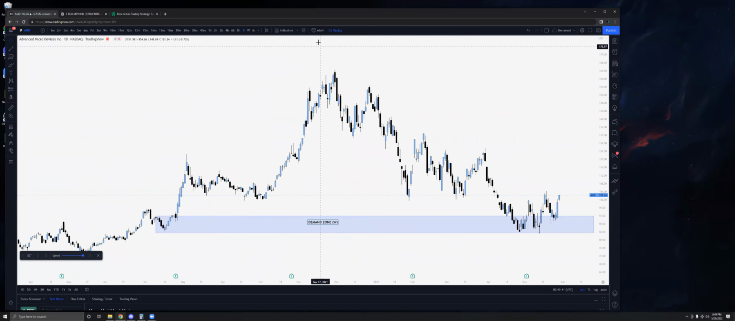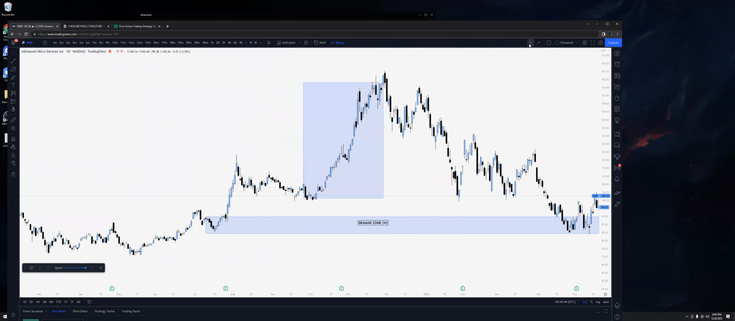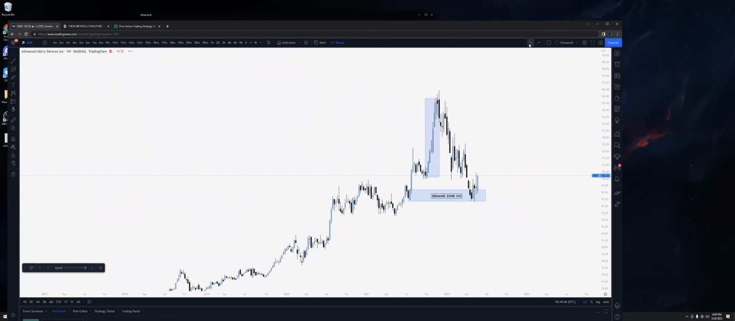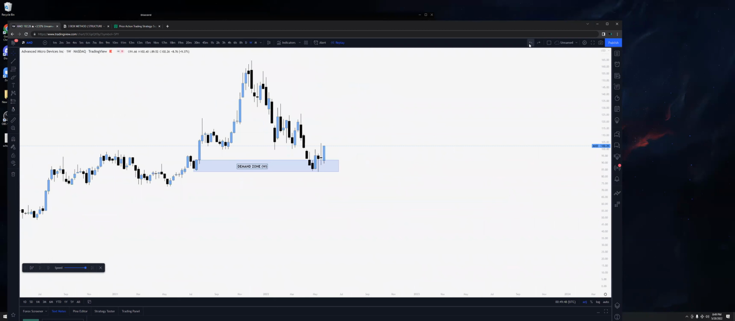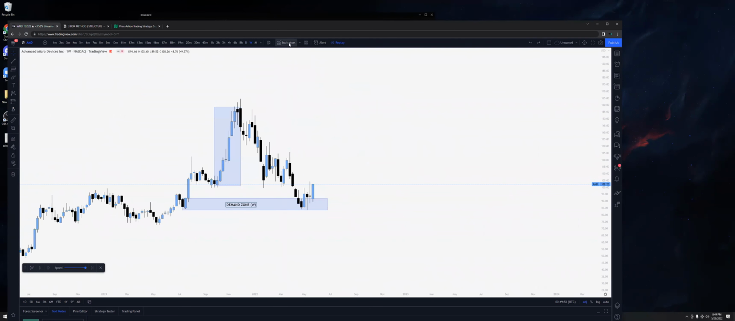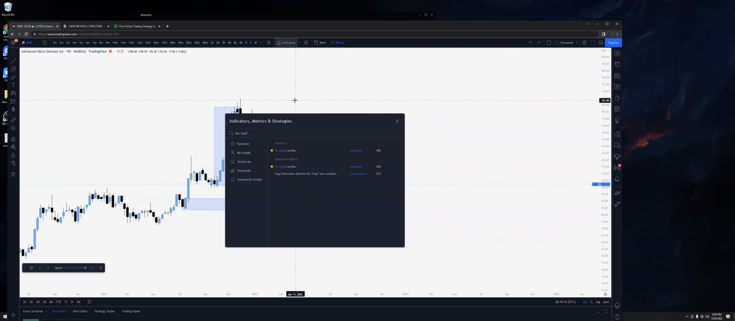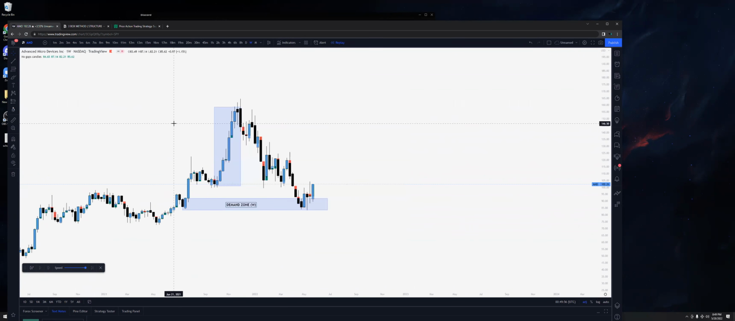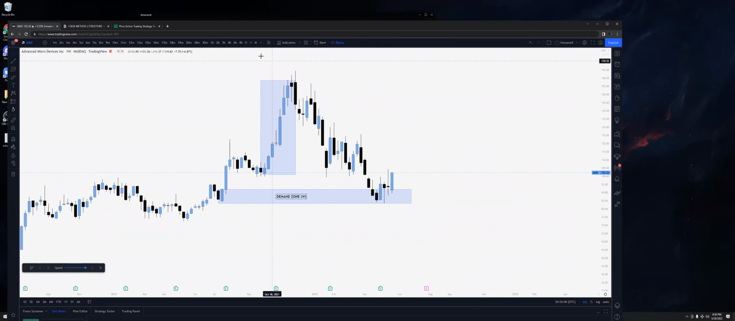So where is my no gap indicator? Did that remove? I think that removed. So let me try to find it. So I think that removed. And let's dive into this.